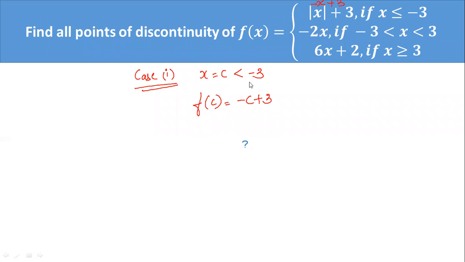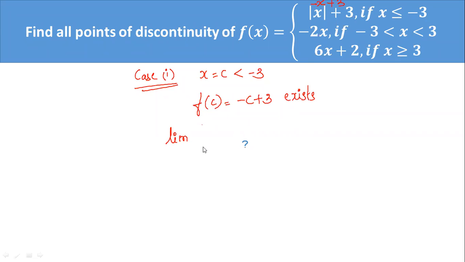C less than minus 3 means I have taken some real number which is less than minus 3. Correct? So what is minus c plus 3? Again a real number. So this definitely exists. Okay, this definitely exists. Then what you have to find?